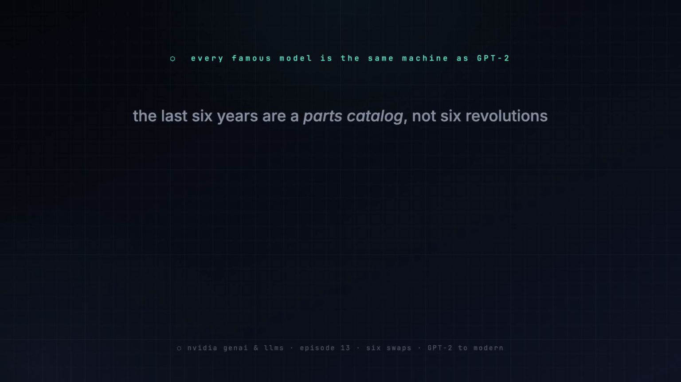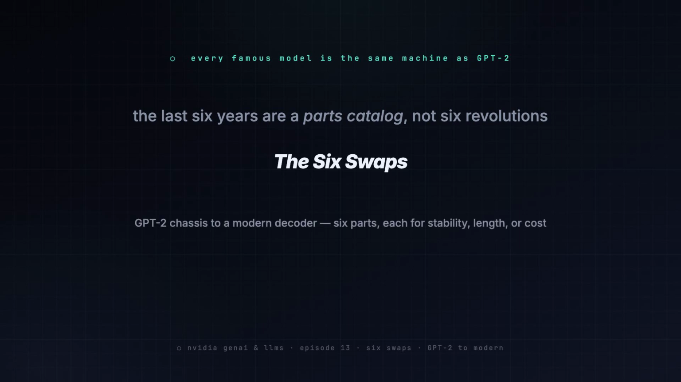Last stage, we cracked the transformer open: one forward pass, attention as a soft dictionary lookup, multi-head, and the three shapes a transformer can take. Here is the part nobody tells you. Every famous model you have heard of, Llama, Mistral, Gemma, DeepSeek, Qwen, is the same machine as GPT-2 from 2019, same skeleton. The last 6 years are not 6 revolutions, they are a parts catalog.